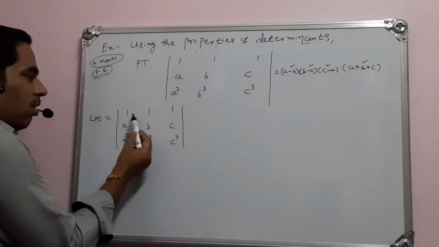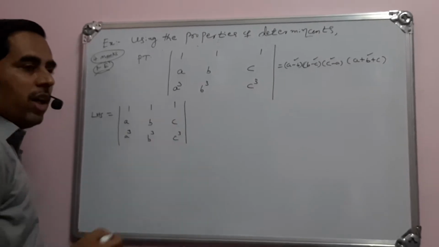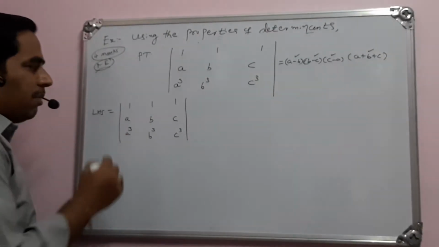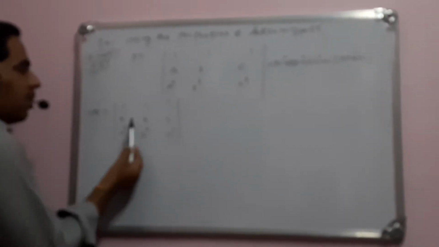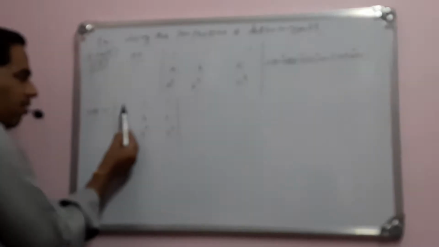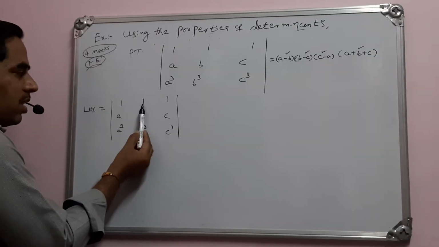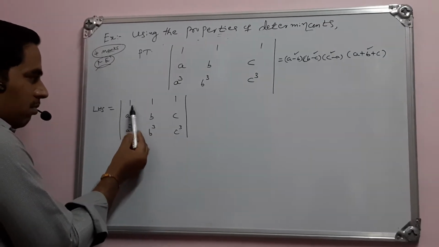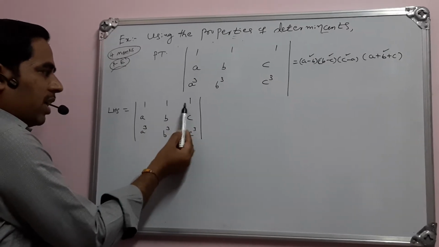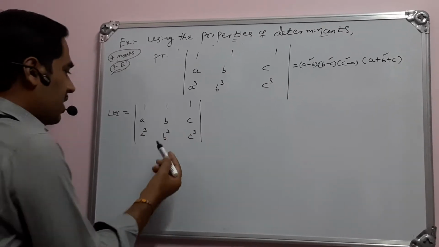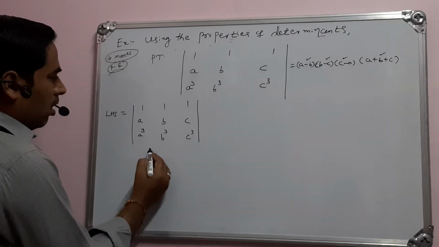See here in the first row, 1, 1, 1, all the elements are already 1. So we can operate it column wise. Here a cube, b cube, c cube is given. If I subtract the first column from the second, 1 minus 1, I will get 0. Then if I subtract here, 1 minus 1, 0. So it will be very easy. So we can apply operations on columns.